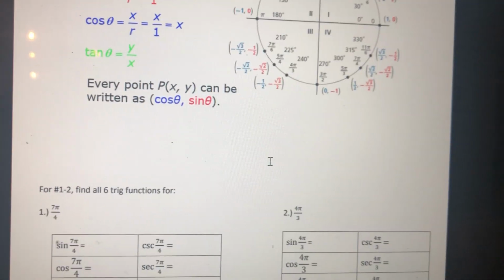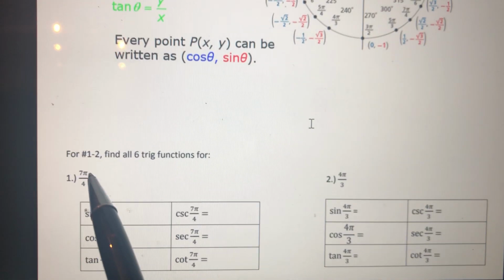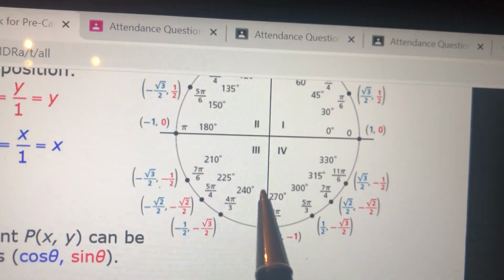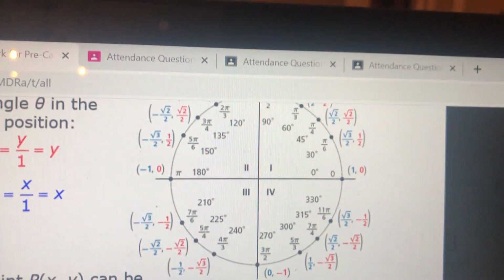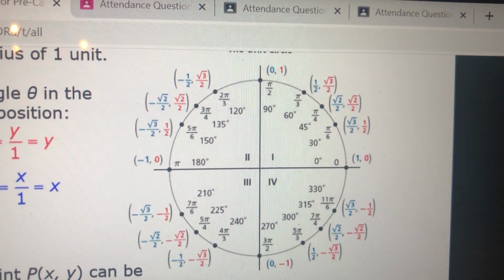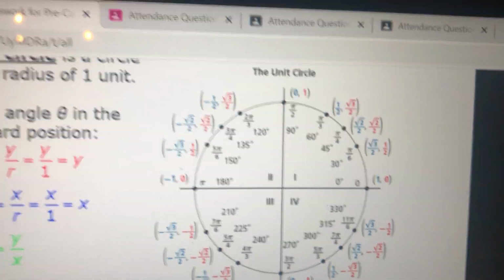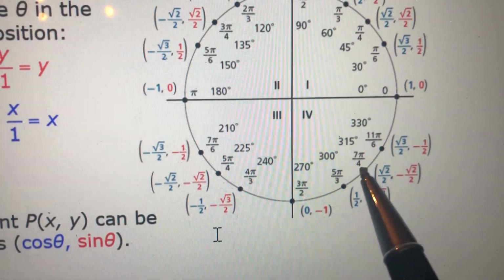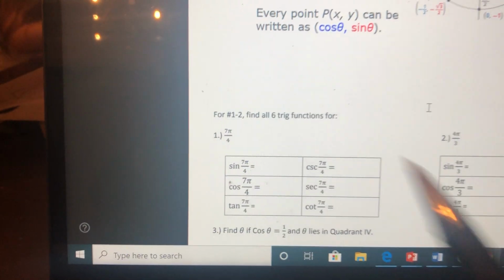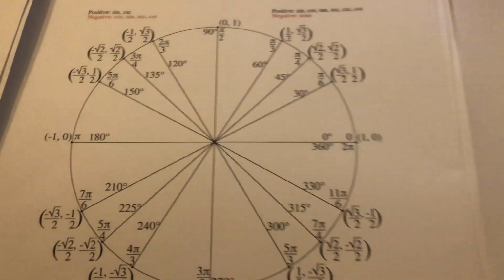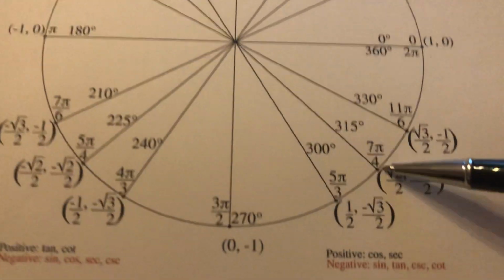For number 1, I'm finding the sine of 7 pi over 4. So I'm going to my unit circle. Sorry, let me scroll up here. Here we go. 7 pi over 4 is right over here. Let me come over to my paper. We're going to find all 6 trig functions of 7 pi over 4. I also have the unit circle right here next to me, so I can show you while I'm writing.